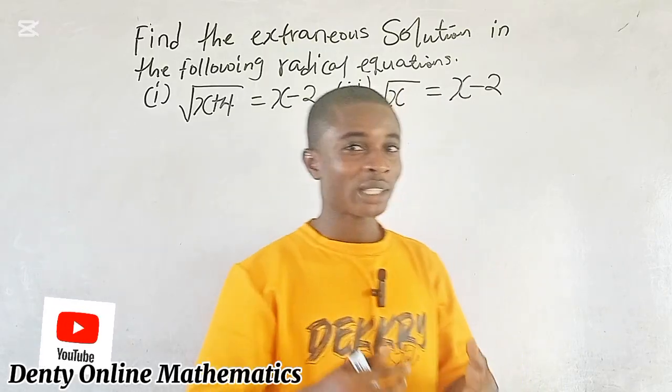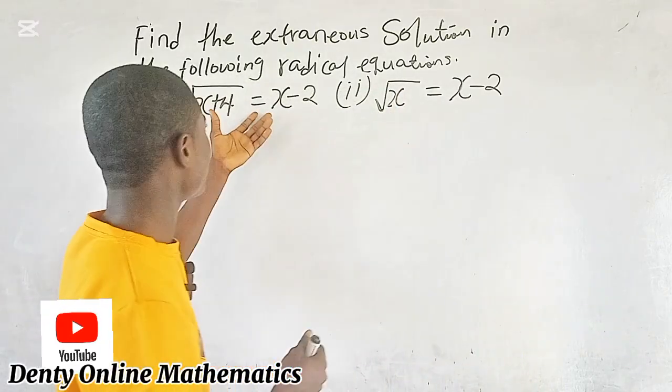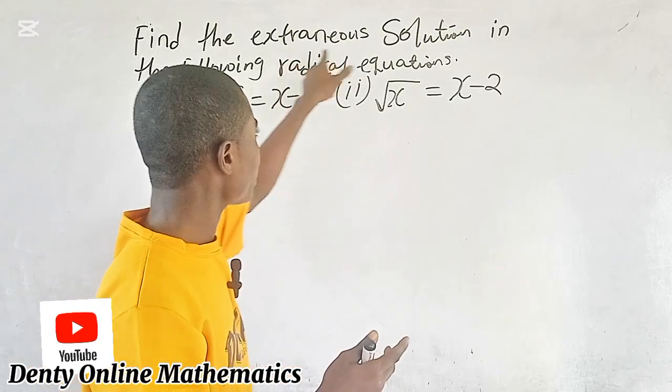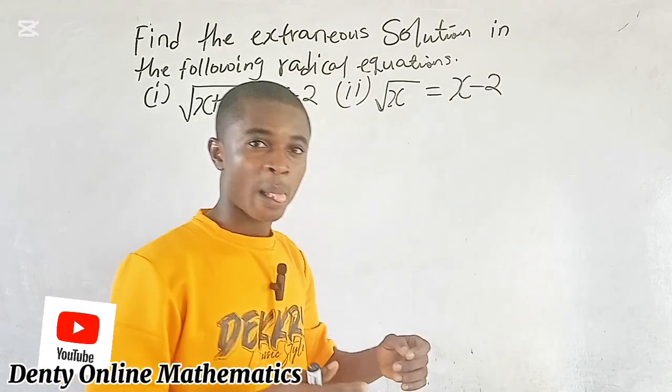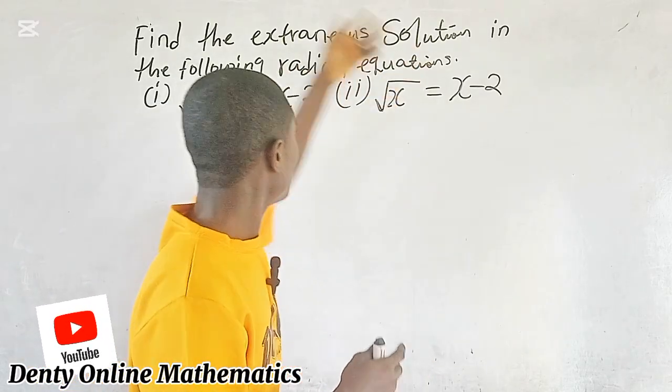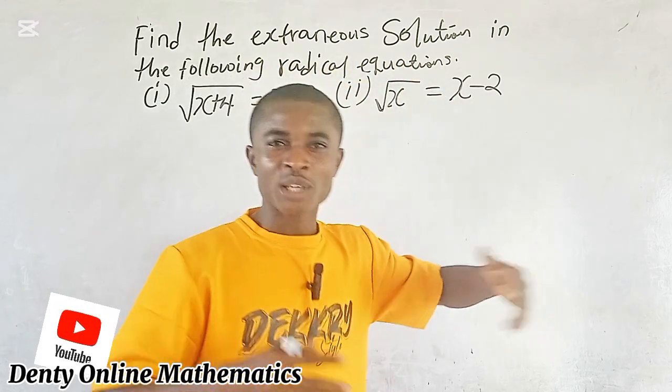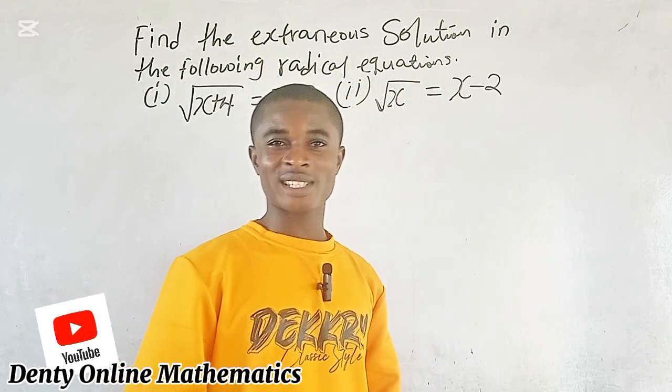You get? We cannot just say we want to solve this when we don't know what an extraneous solution is. We don't know what a radical equation is. How are you just going to solve? You don't do things that way.